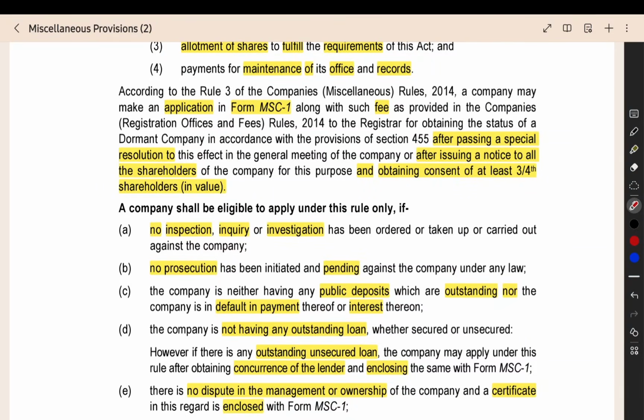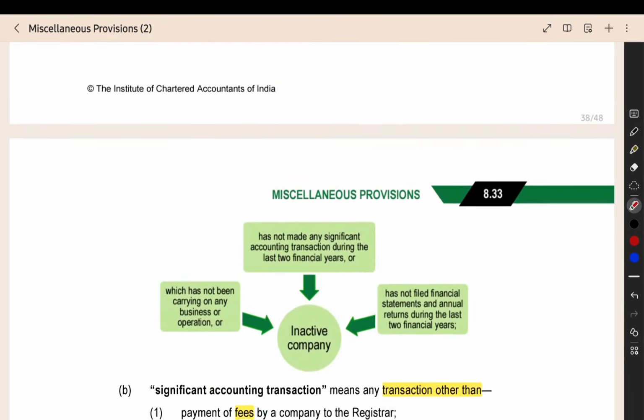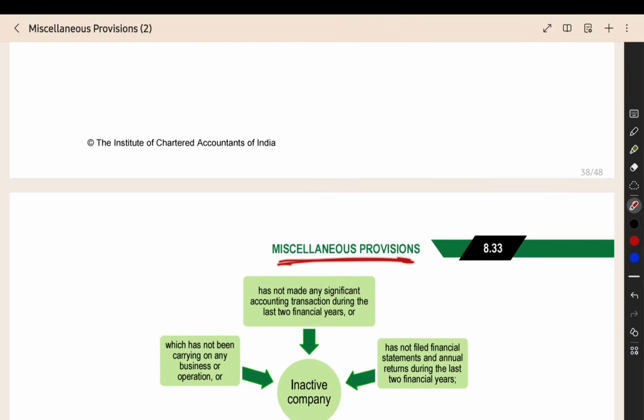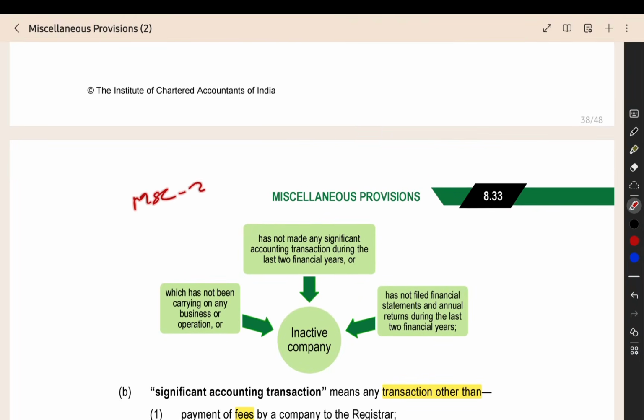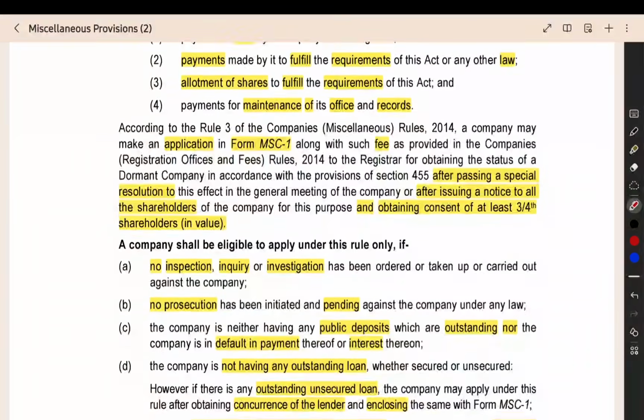Now you have to make an application to the registrar. That application will be in form MSC1. This chapter is called the Miscellaneous Provision chapter, so here the form number will be MSC. You have to take MSC1. That is the application for getting the dormant company label.